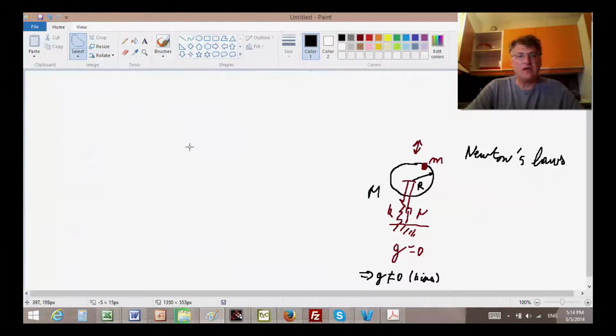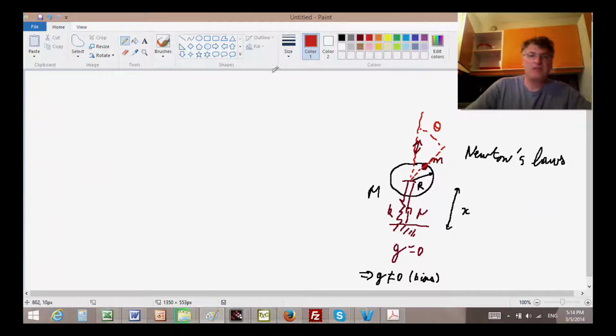First, I need to define certain variables. One of them being the displacement of the wheel, which I will call x. Second, I will define a coordinate showing the angular position of the mass m, which I call theta. Equipped with this, I can write two equations.